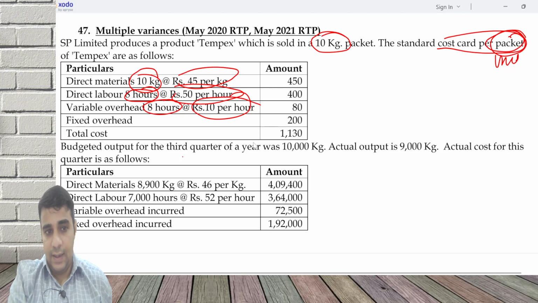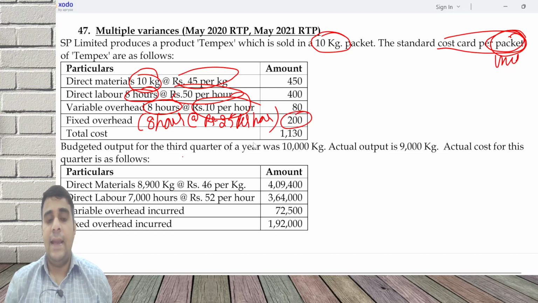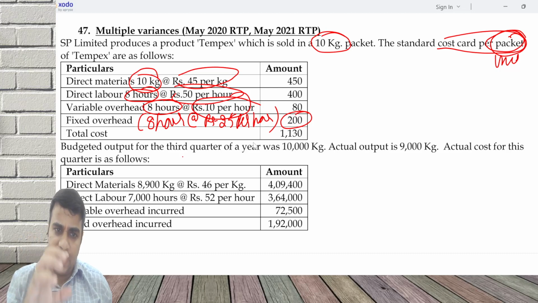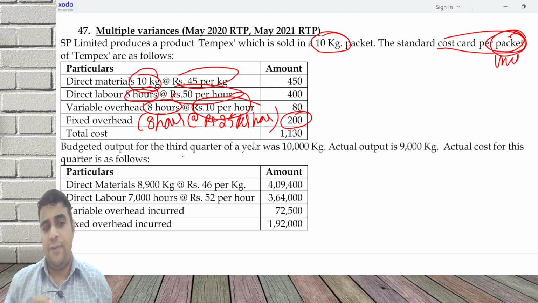Fixed overhead, they have not given the breakup, but we will write it. You can write this as 8 hours at 25 per hour. This is to solve the question. It's not given in the problem. Basically, this 200 is nothing but 8 hours at 25 per hour. Variable overhead 8 hours at 10 per hour. Direct labor 8 hours at 50 per hour. Budgeted output is 10,000 kg. Actual output is 9,000 kg.